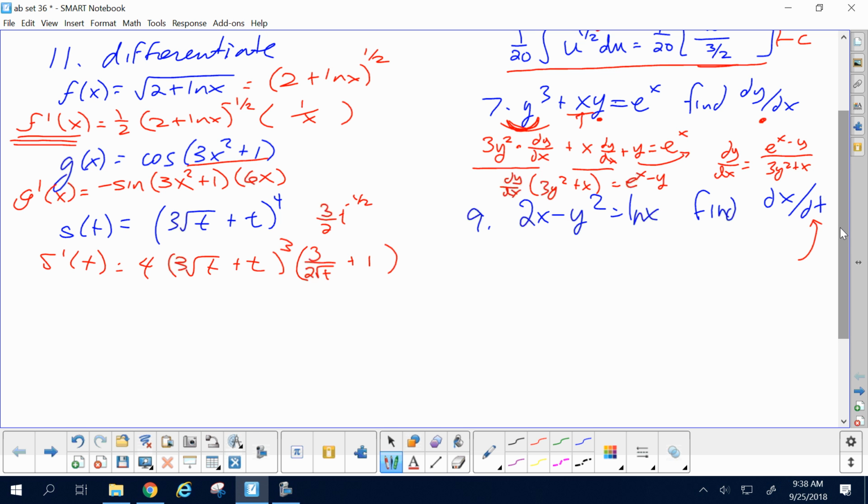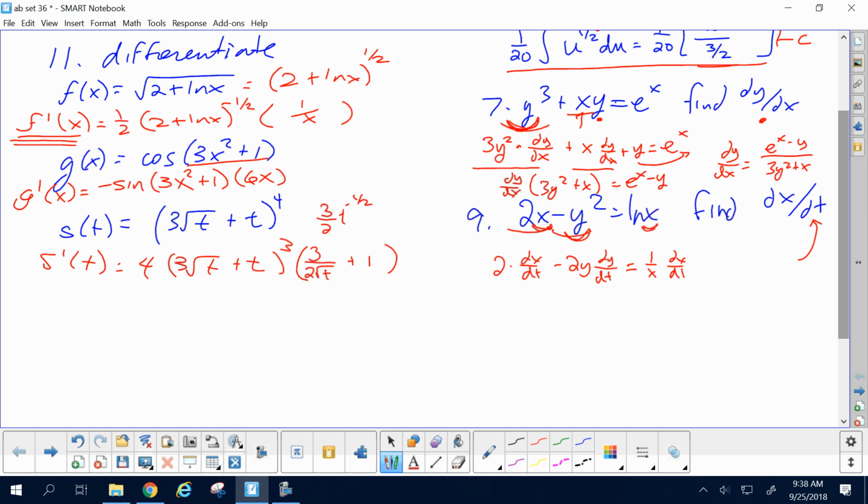So if I take the derivative of 2x with respect to time, it's the derivative of the outside, which is 2, times the derivative of the inside. And what's the derivative of x with respect to t? dx dt. Okay. Then the derivative of negative y squared, which is negative 2y, but then times the derivative of the inside with respect to t, dy dt, right? Equals natural log of x. The derivative of the outside is 1 over x times the derivative of the inside, dx dt.